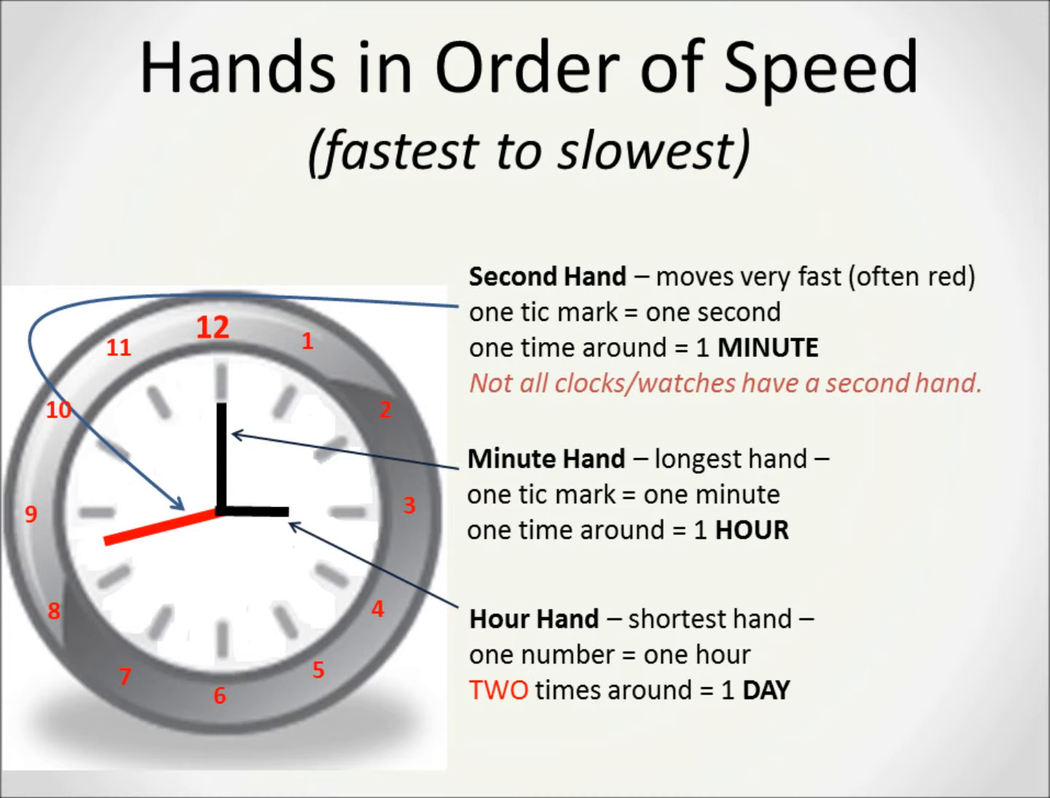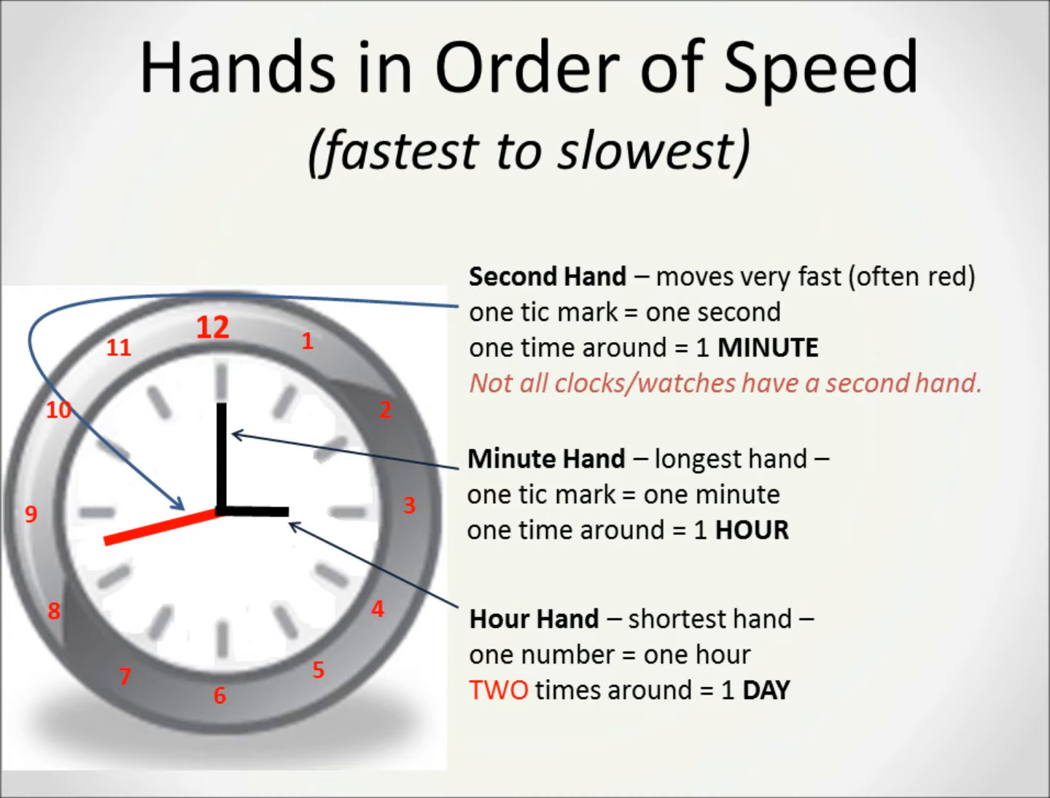Let's take a look at the traditional clock. The 12 at the top is the starting point, like home base or 0. Many clocks do not have a second hand, but if your clock has one, it moves very fast and it moves one tiny tick every second. The second hand moves around the clock once per minute. Remember from the previous slide that there are 60 seconds in 1 minute.